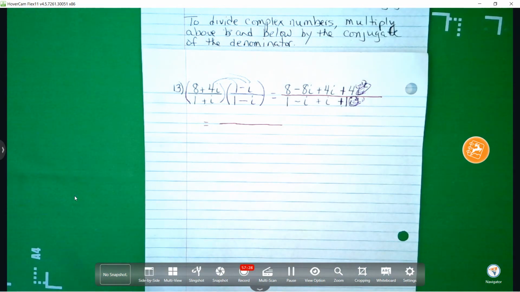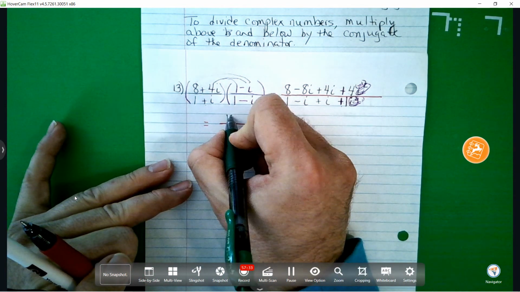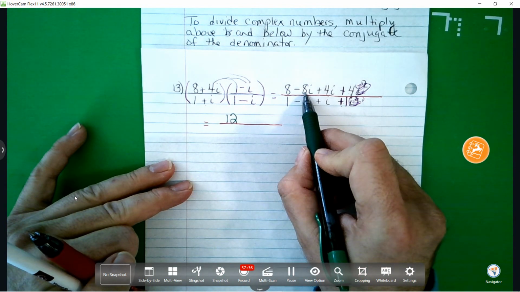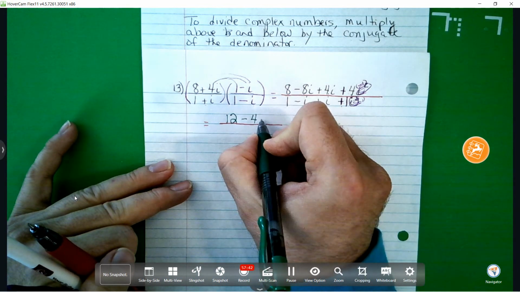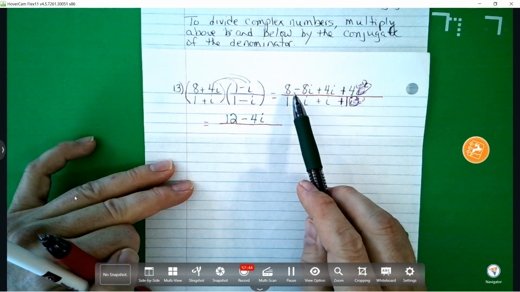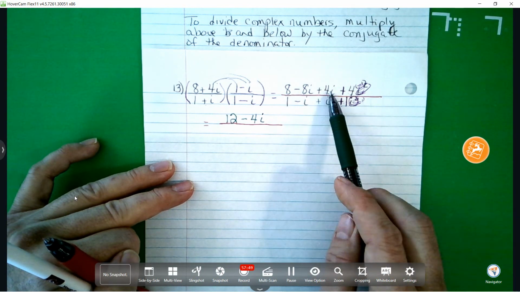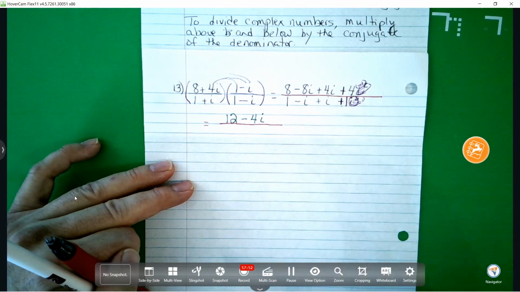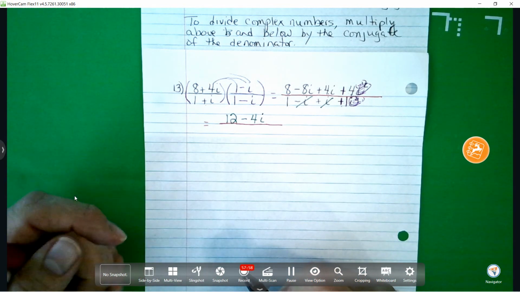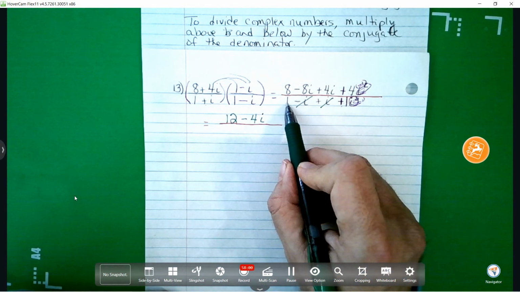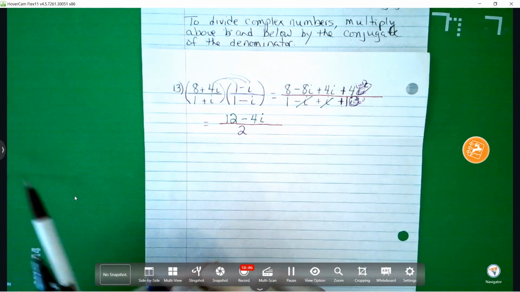So now let's combine the like terms. 8 plus 4 is 12. Negative 8i plus 4i is a negative 4i. So I added 8 plus 4, the real numbers, and then I combined the imaginary. What's happening on the bottom? Well, whenever you multiply conjugates, those middle terms always subtract out. All we're left with is 1 plus 1, so is that a 2? On the bottom.